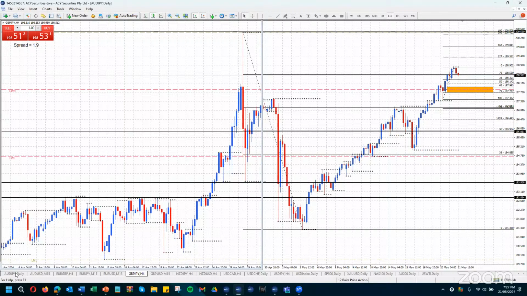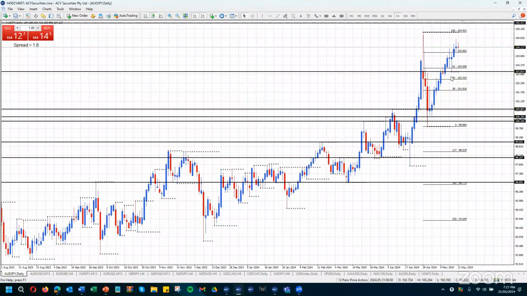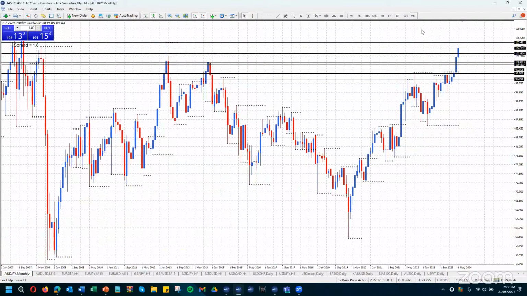All right, Aussie yen. It's above its 79% level of that big sell-off at the moment. It is getting wicky up there. I just want to get rid of that fib at the moment. It's getting wicky up there. If we go to the monthly chart, what has been happening is we false broke this monthly high to sell off, and we couldn't get up to this high here at 105.42.